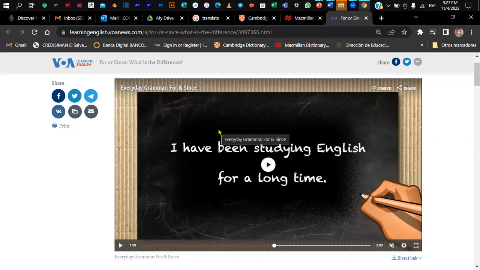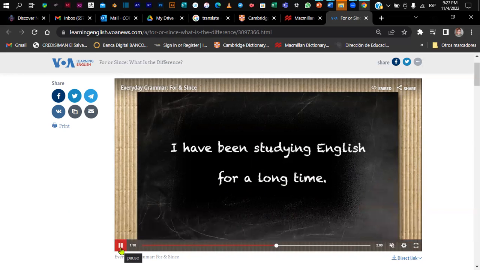You can be very specific or not specific. In this case, "long time" doesn't tell you if it's 1 year, 2 years. You don't know. But the structure is correct. "I have been studying English for a long time" is correct.